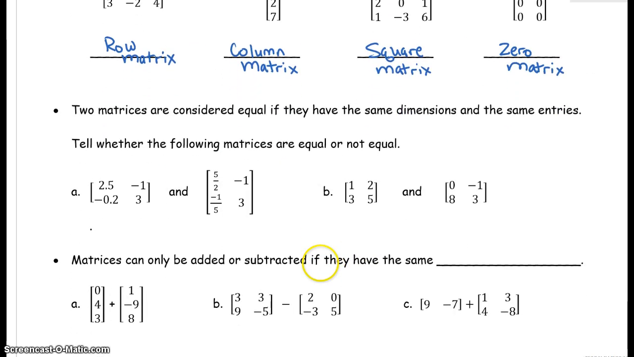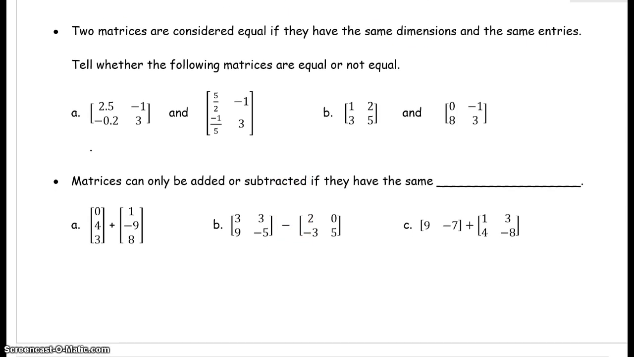Now, we can have equal matrices. If they are equal, we know that the dimensions are the same and the entries are the same. The numbers inside of the matrices are the same. Let's look at the first one. We want to tell whether these two matrices are the same or not. First of all, I know that this has a dimension of 2 by 2, and the second one has a dimension of 2 by 2 as well. So they do have the same dimensions. Now we want to know, do they have the same entries at the same locations?